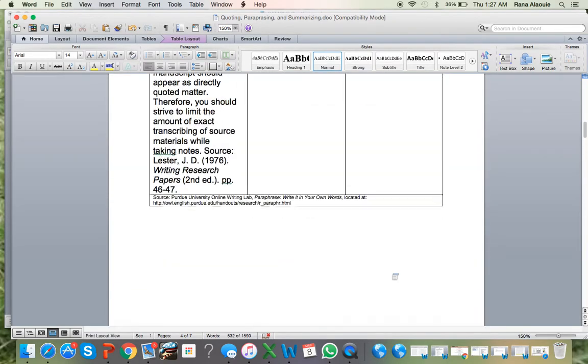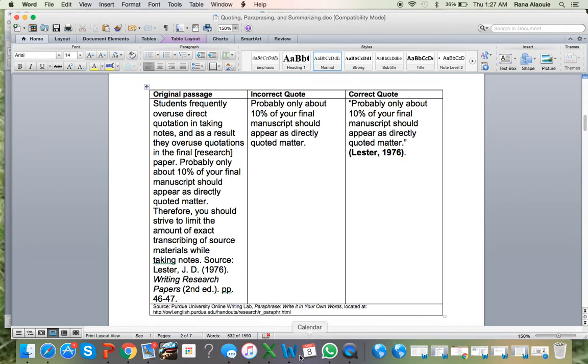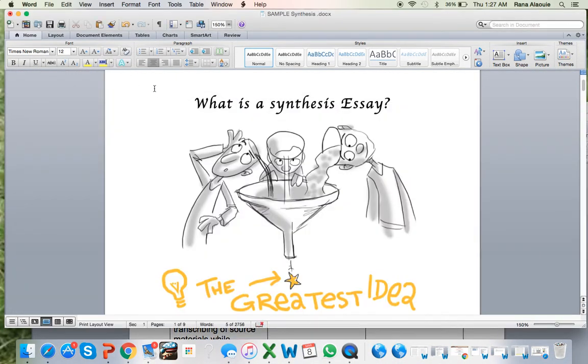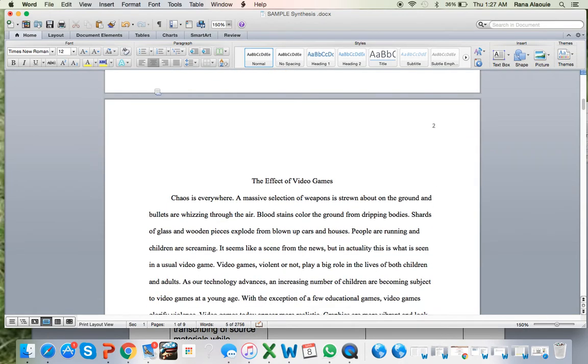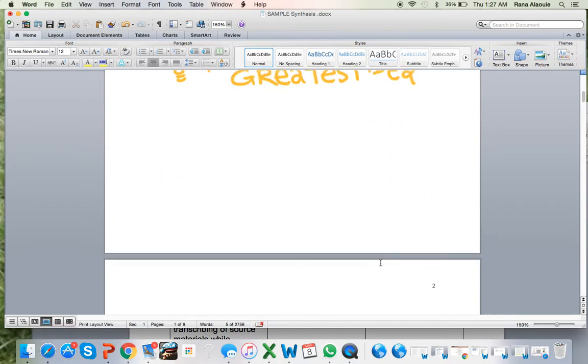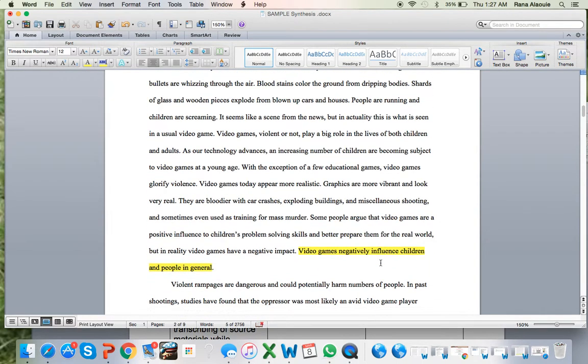So that's the difference between these three. And it's important to know that because when you go back to write your essay, let's go back to our sample essay here. The essay that we're going to look at was responding to a video game prompt, and it was whether or not video games are harmful to children and people in general. So let's take a look at how the student approached this.